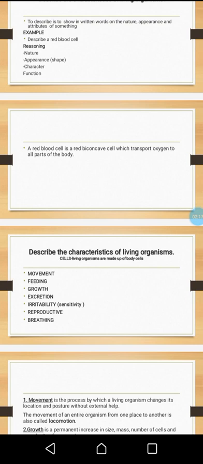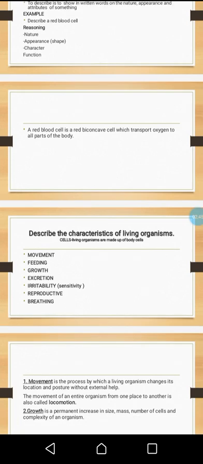So let us look at an example of how we can approach the term describe. Example: describe a red blood cell. What are you supposed to organize as ideas that will lead you to providing a very correct, accurate answer? We are going to look at the nature, what it is; the appearance, the shape or the color; the character, meaning characteristics, what features does it have; then the function.